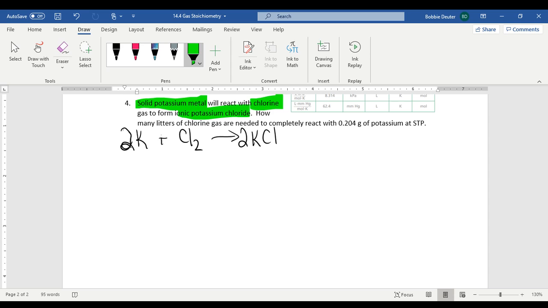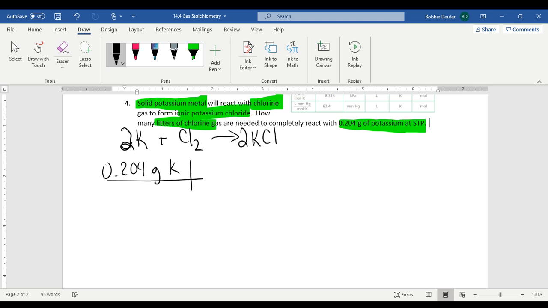So it's asking how many liters of chlorine gas are needed to completely react with 2.5 grams of potassium at standard temperature and pressure. Well, I said, hey, you can use Avogadro for standard temperature and pressure, right? Sure can. In this case, though, we have to take our 0.204 grams of potassium, and we have to convert it into a usable form. Oh, yeah, moles. So we're going to take it and turn it into moles. 39.1 grams of potassium is equal to 1 mole of potassium.